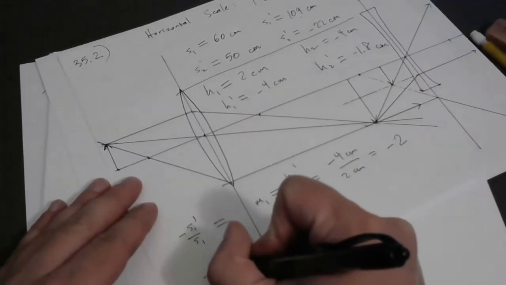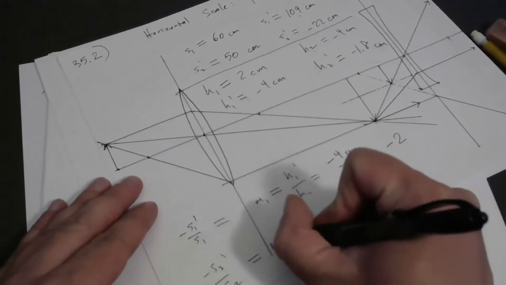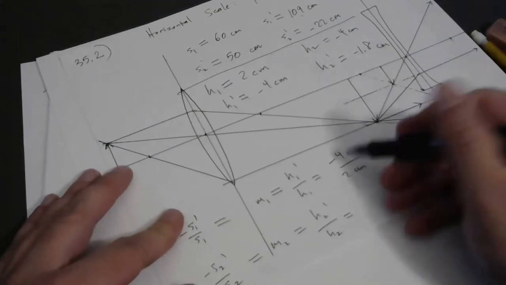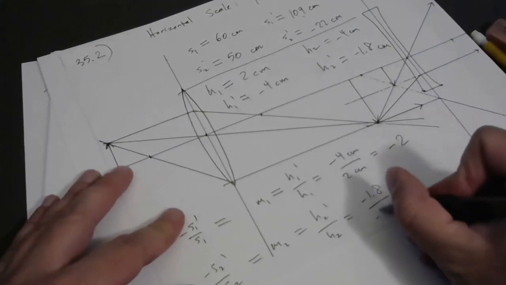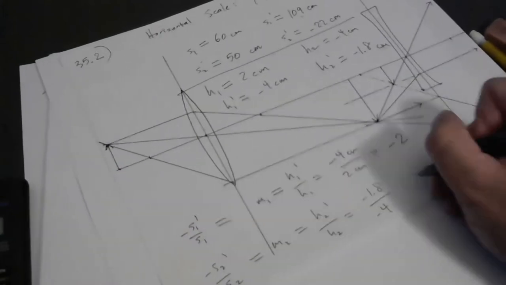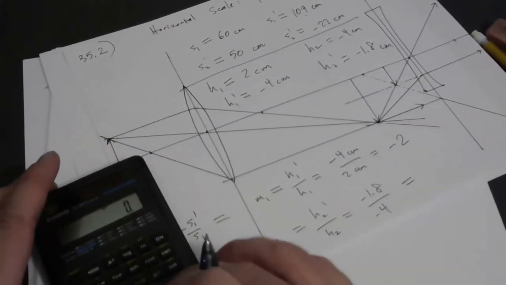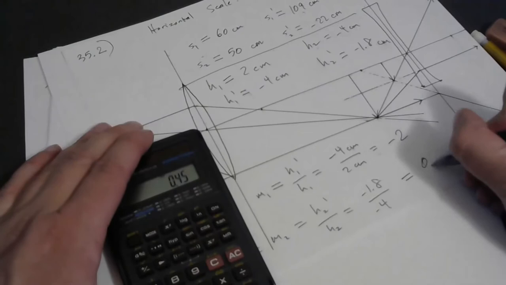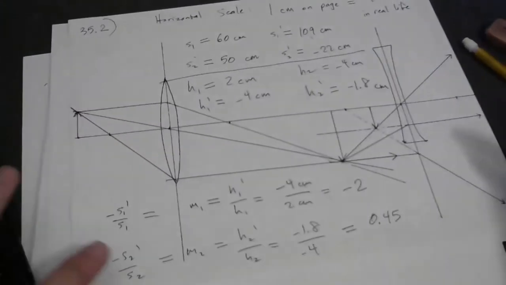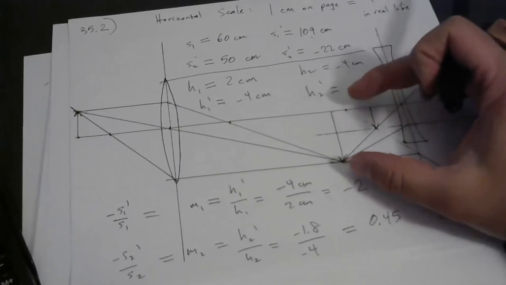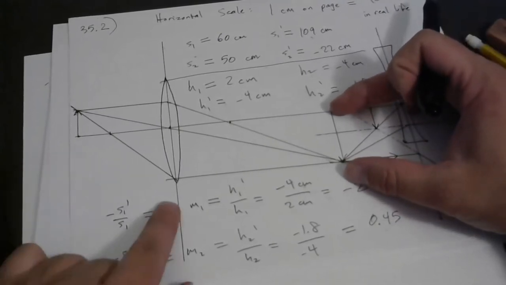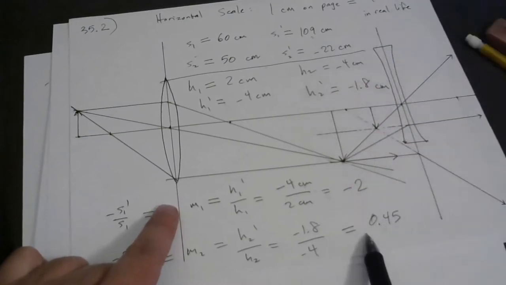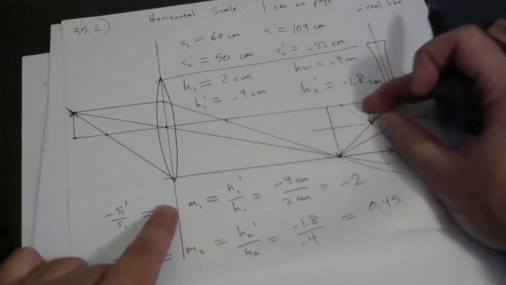M2, negative S2 prime over S2, that's supposed to be the same as the second magnification, but that should also be H2 prime over H2. So that's negative 1.8 over negative 4, which is 1.8 divided by 4, 0.45, which is close to 0.5. So this lens scales your image from the first lens, which is now the object for the second lens. It scales it down by a factor of almost 1/2. And there's no minus sign here because it does not flip it again. It's upside down here. It's still upside down here.